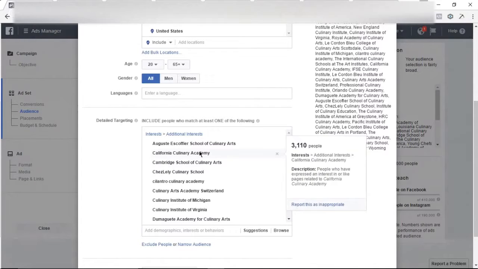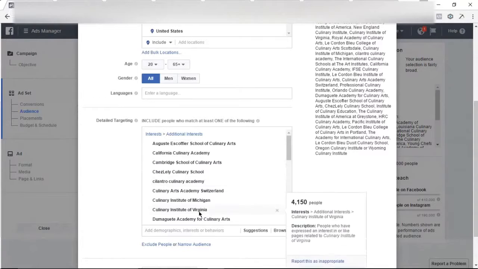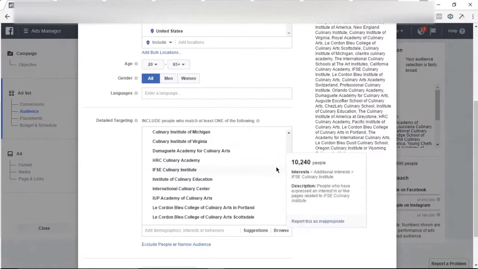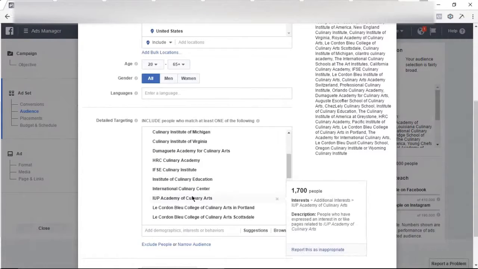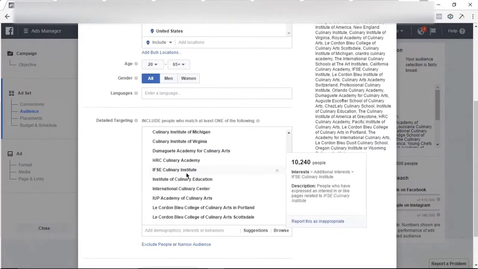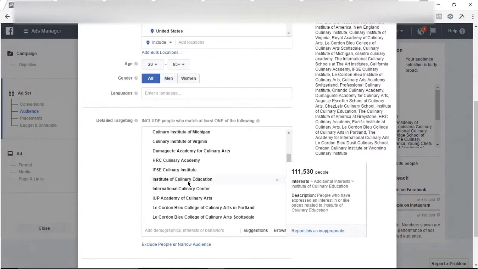If you look at my screen, there are several different schools. To be honest, I wouldn't even know these. I'm not a chef. Not to say all chefs know this, but at least the people that have an interest in this are more than likely chefs, right? Or they're striving to be a chef.